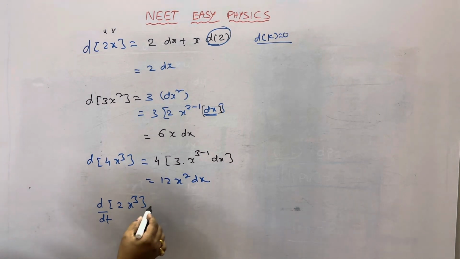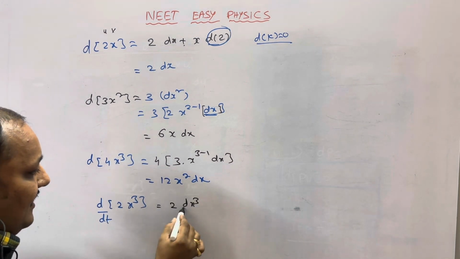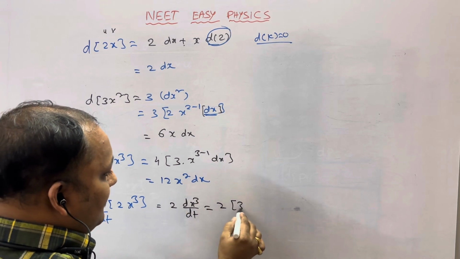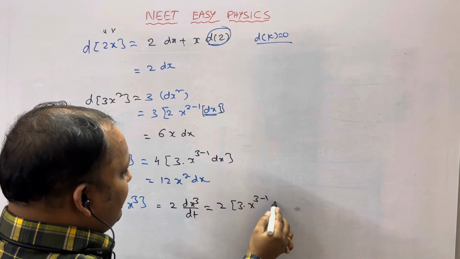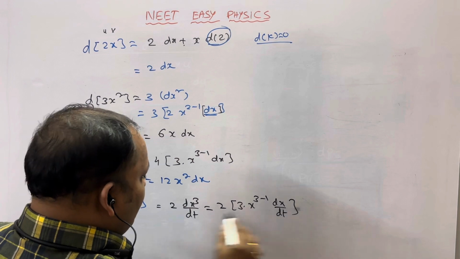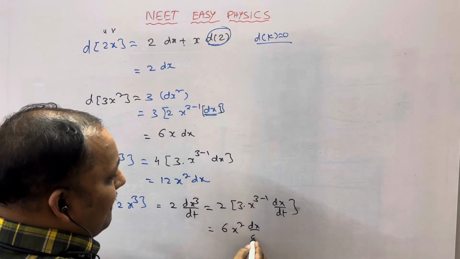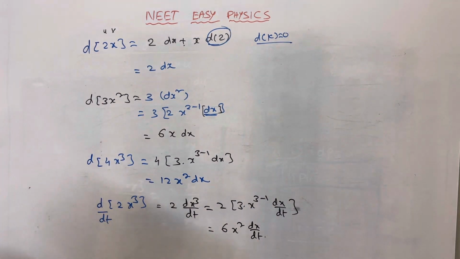Time, let us assume t. Then 2 is constant, d of x cube by dt. Then 2 times derivative of x cube: 3 into x power 3 minus 1 dx. So the dt will come like this: 6x square dx by dt.